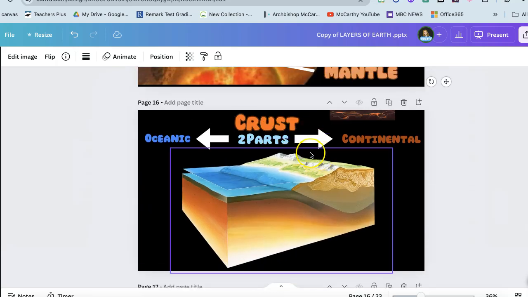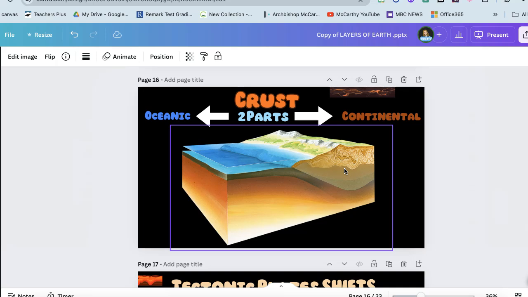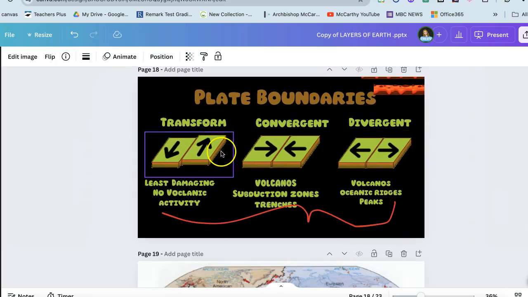I put this slide here. I should have probably put it first, but keep in mind that 70% of Earth is oceans and crust. Obviously, we have oceanic crust and continental crust, which would make up mountains and other lands without water. Now, how do the plates shift?